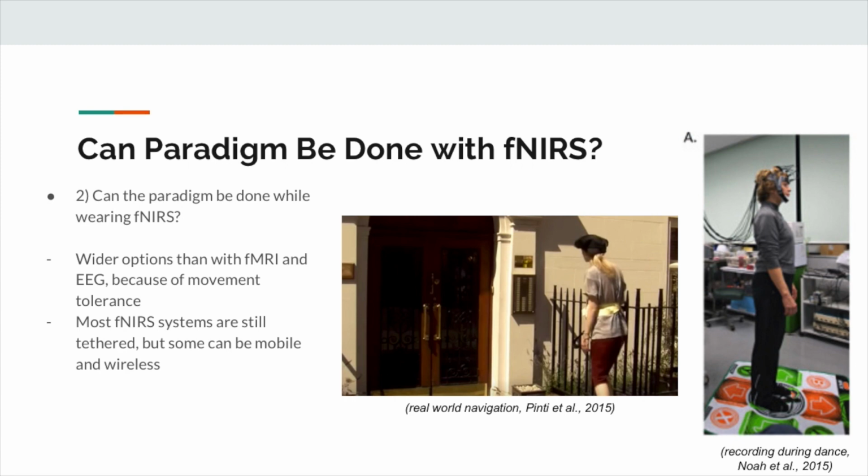Most fNIRS systems are still tethered. Ours is tethered, but that's the reason NIRX developed the NIRS Sport unit, because you're still connected to the acquisition device, but that device can run wirelessly. It doesn't have to be connected to a wall. So you can throw that in a backpack, you can strap it to someone's belt or something, and then they can walk around and do what you want them to do.